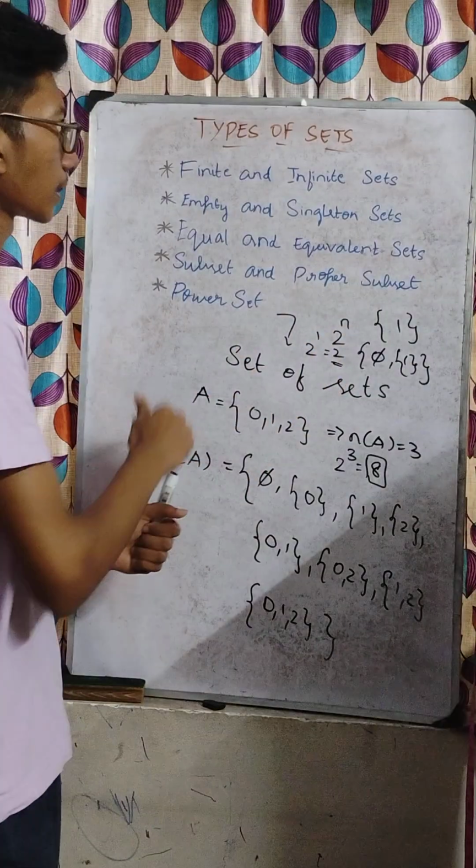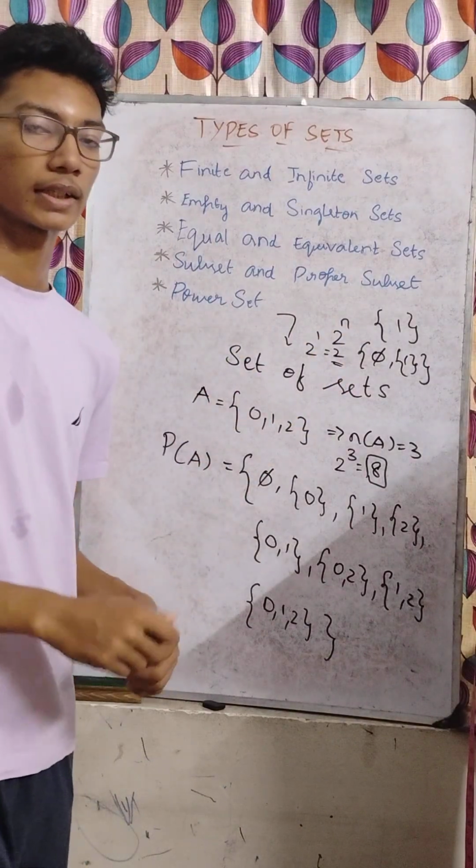So that's about power set, and that's the types of sets too. That's it about types of sets.